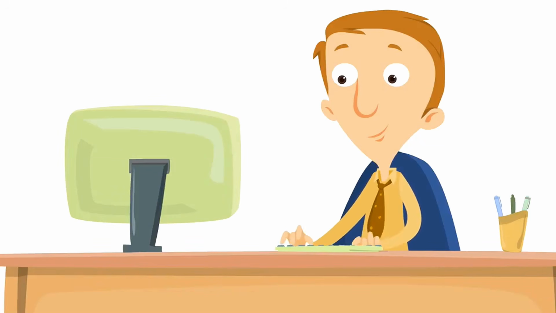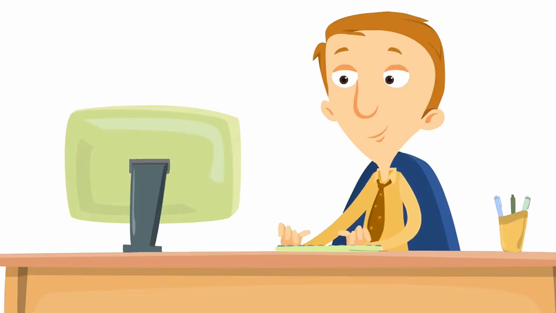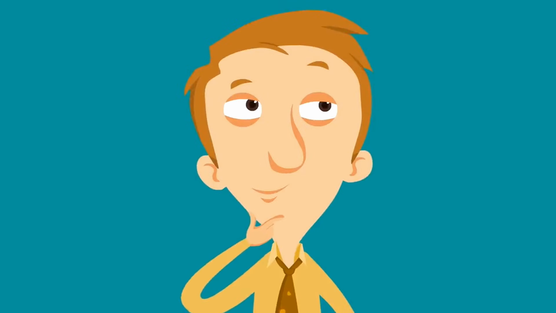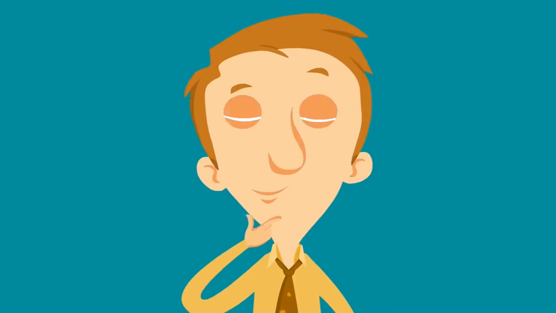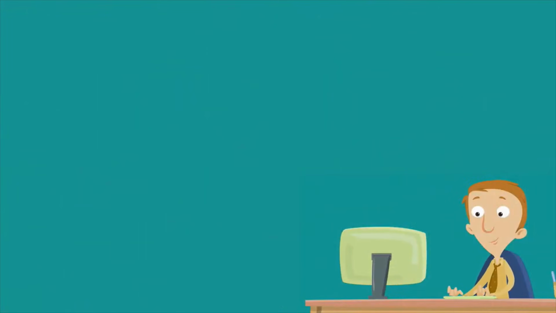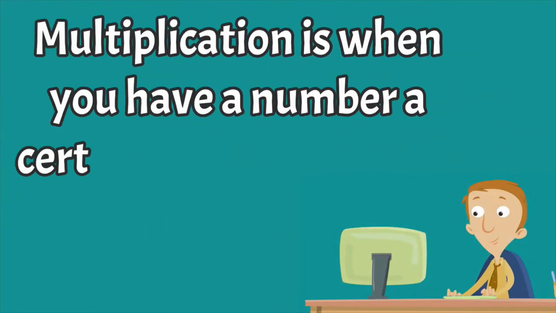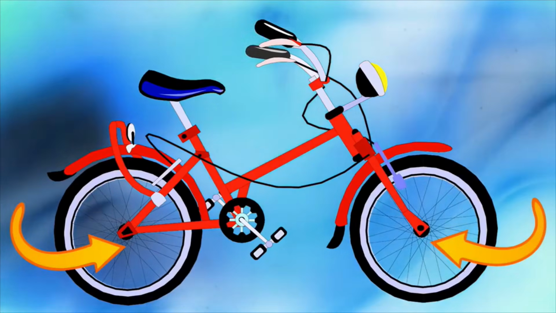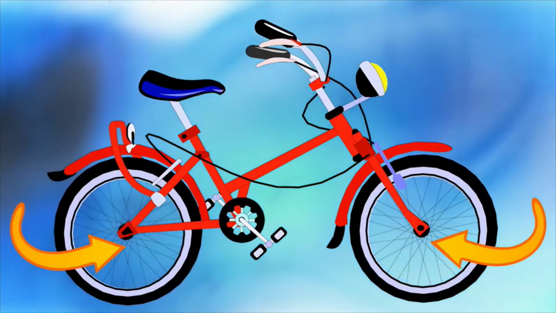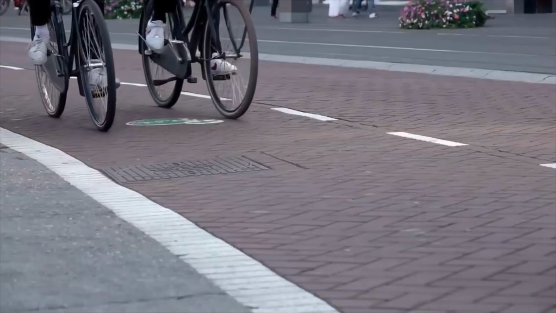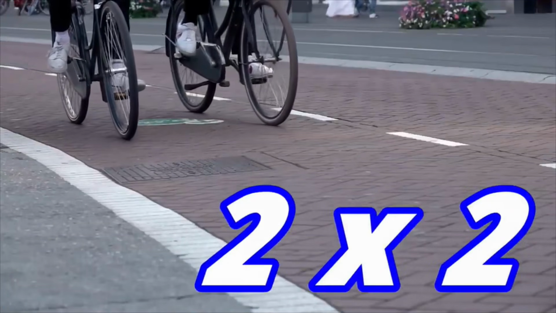First, let's learn about multiplication, okay? Multiplication. And we should start with this question. What is multiplication? Well, multiplication is when you have a number a certain number of times. For example, a standard bike has 2 wheels. But if there are 2 bikes, then you have the number 2 times. In other words, 2 times 2.